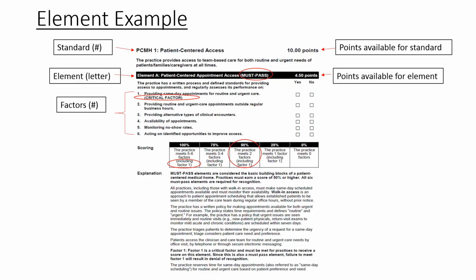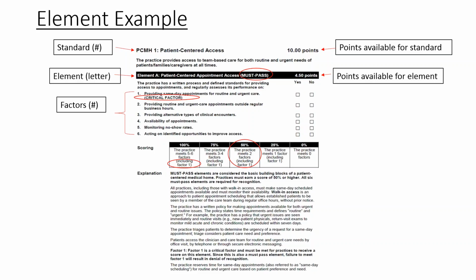Underneath the element letter is a little brief description just for this specific element, and then the various factors. So here, this one has 6 factors, and indicating that some elements have a critical factor within it, as number 1 is for this element.